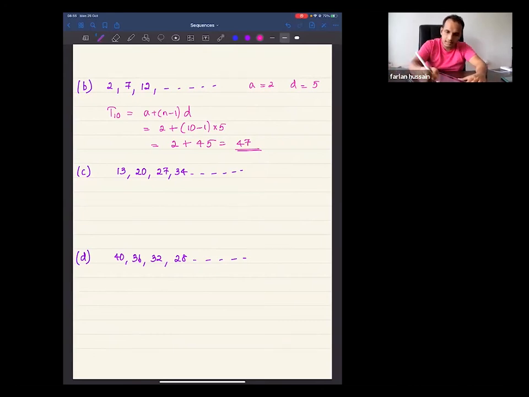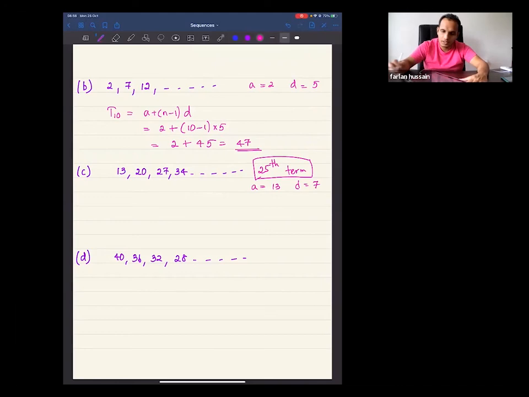Right. So now let's say I want to find the 25th term. So then the N becomes 25. So A is 13. D, what is the common difference? D is 13 and 20, so the difference is 20 minus 13, that is 7.